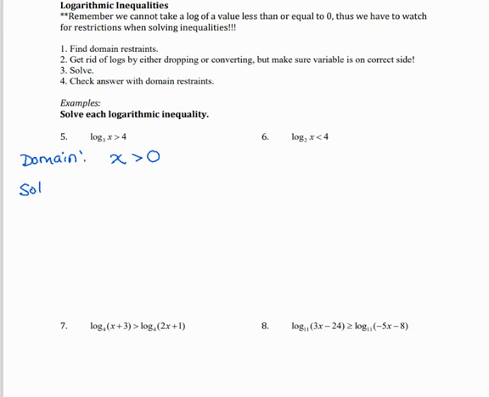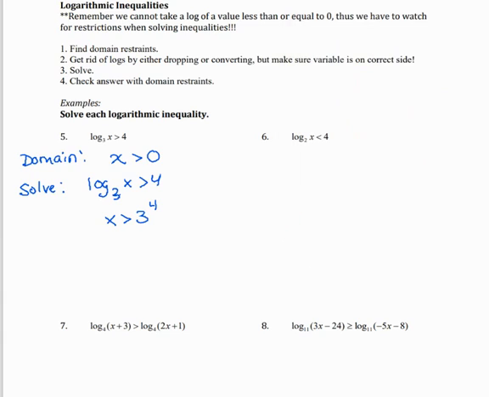So now that I found my domain, I'm just going to go about solving this. So we have 2 options. That's a log base 3. We can convert. Now, when you're converting, it's really important we keep the variable on the side it was to begin with. If you change the sides, then your inequality symbol could be wrong. So how do I rewrite this? This would be x is greater than 3 to the 4th.